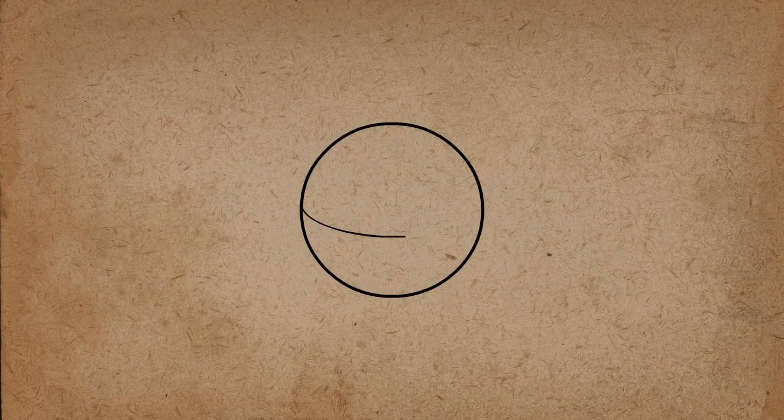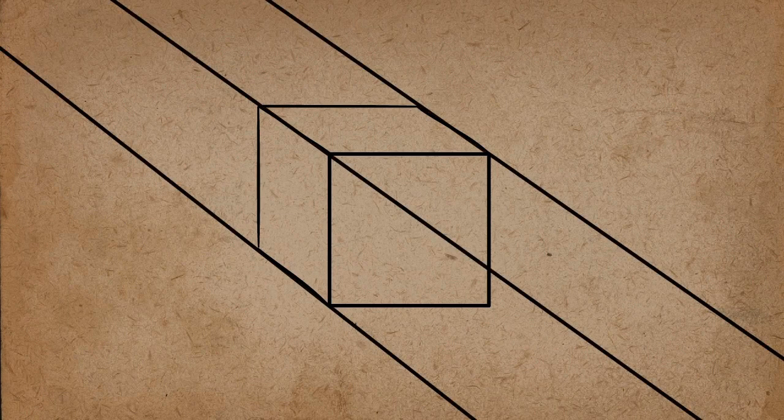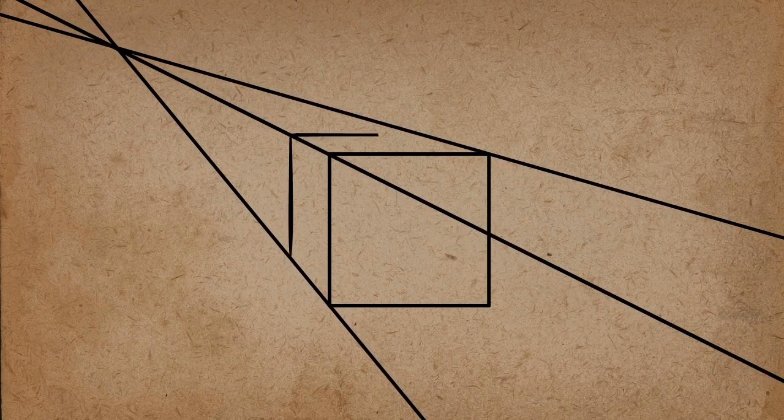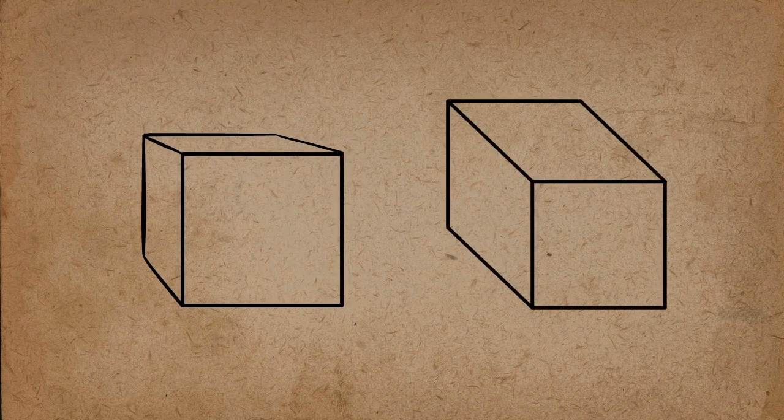For example, when drawing a line on a sphere, it must follow the contour of the sphere's surface. A straight line instantly makes the circle look flat. When drawing cubes, avoid making parallel lines. Lines should be bent towards the vanishing point, otherwise it will look like a flat symbol or a logo.